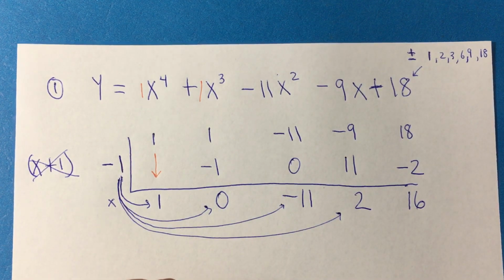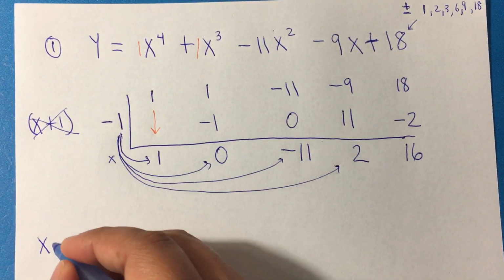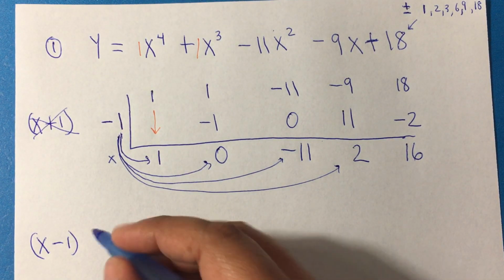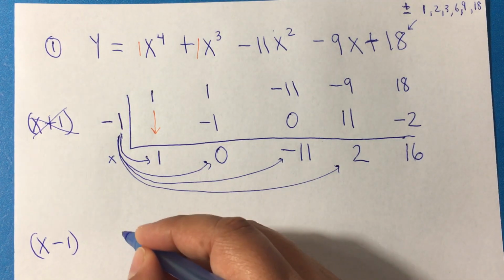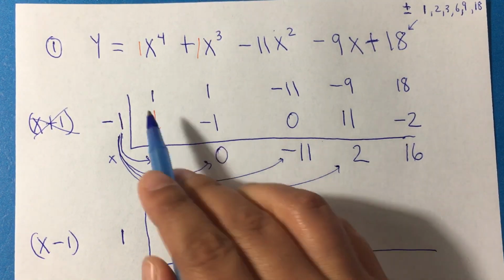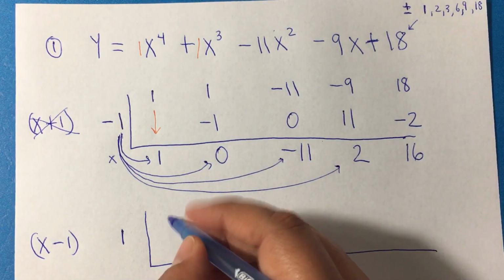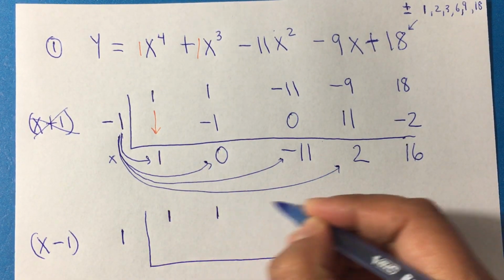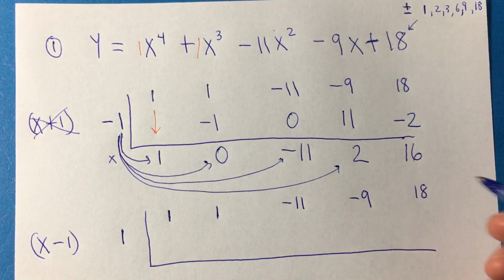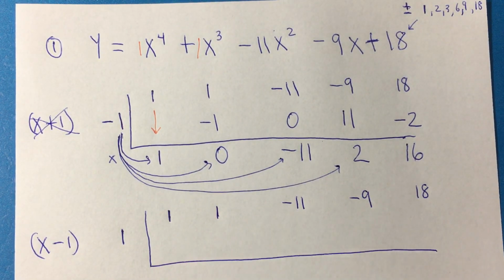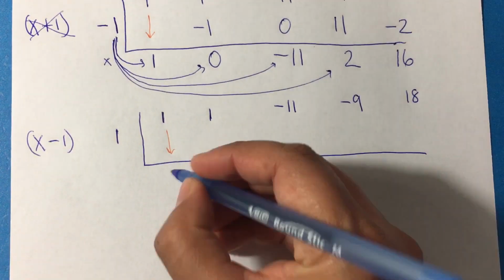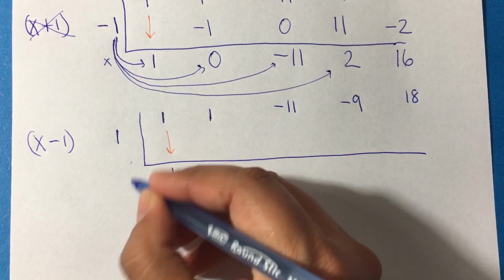So is x minus 1 a factor? And again, we get the opposite of that, which is positive 1. And I'm just going to copy these same values because it's the same: 1, 1, negative 11, negative 9, positive 18. And then again, I bring this first one down. We didn't do anything with it. We bring it down and we start multiplying.